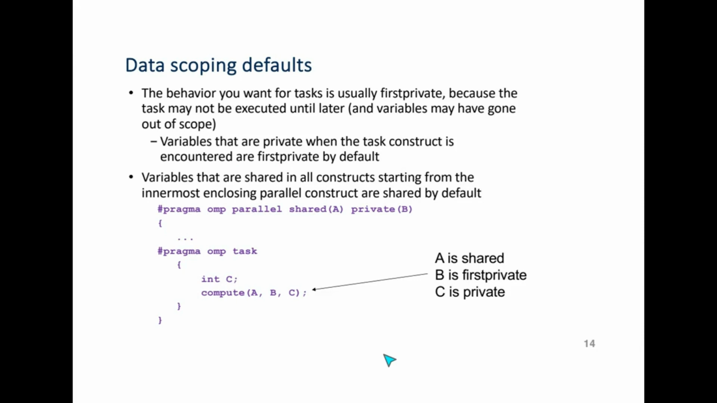Okay, so there are default rules here. As with threads and parallel regions, there are default rules for data scoping, and they're different, because the behavior you want for tasks is usually firstprivate, but not always. So the defaults are different. Everything is firstprivate except if they are shared in all constructs, starting from the outer parallel region.